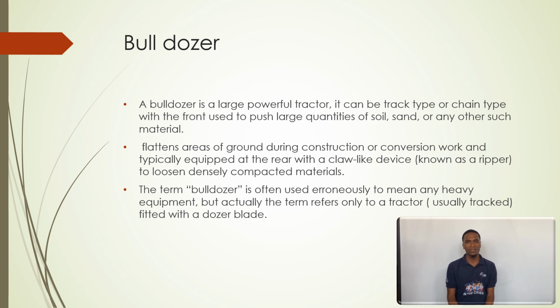It flattens areas of ground during construction or conversion work, and is typically equipped at the rear with a crawler-like device known as a ripper to use on densely compacted materials. The term bulldozer is often used erroneously to mean any heavy equipment, but actually the term refers to a truck fitted with a dozer blade.